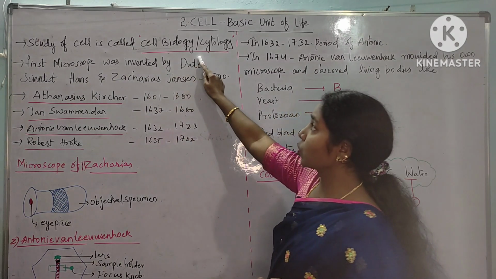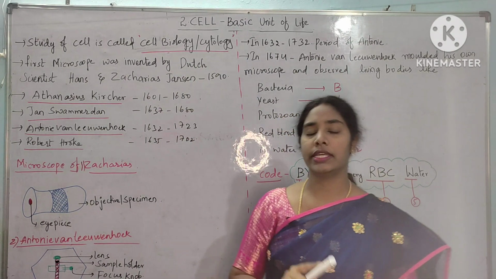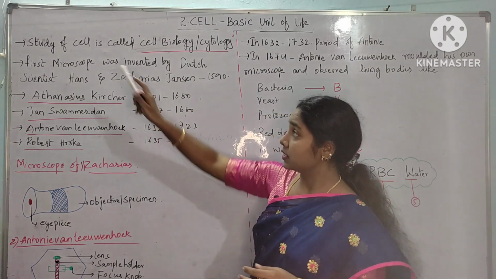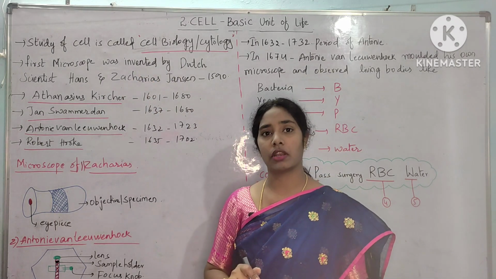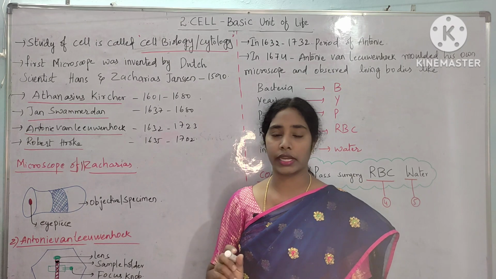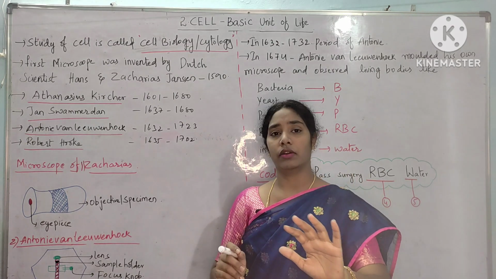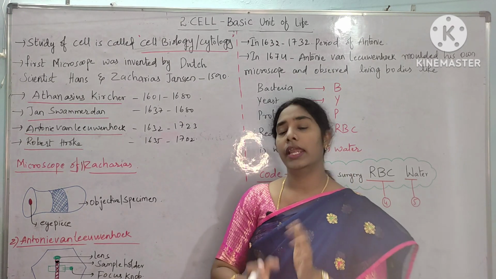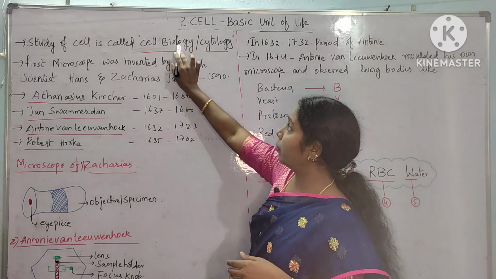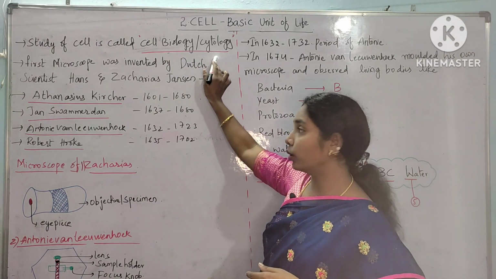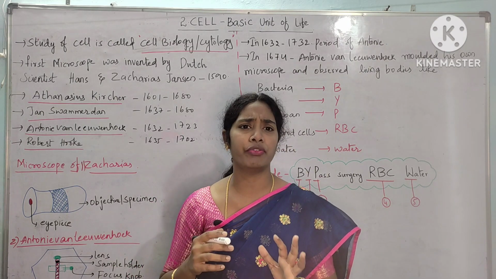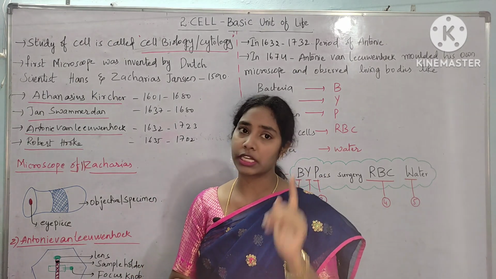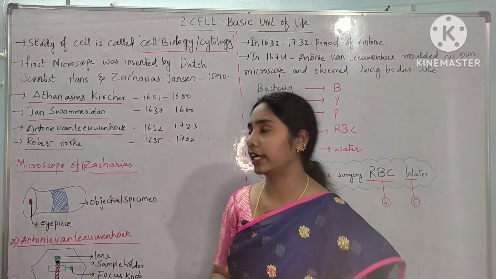The study of cell is called cell biology or cytology. It is very important. We have just discussed the cell, unicellular and multicellular organisms, and the study of the cell is called cell biology or cytology. Under cell biology and cytology we have many branches, but first remember that the study of cell is called cell biology and cytology.